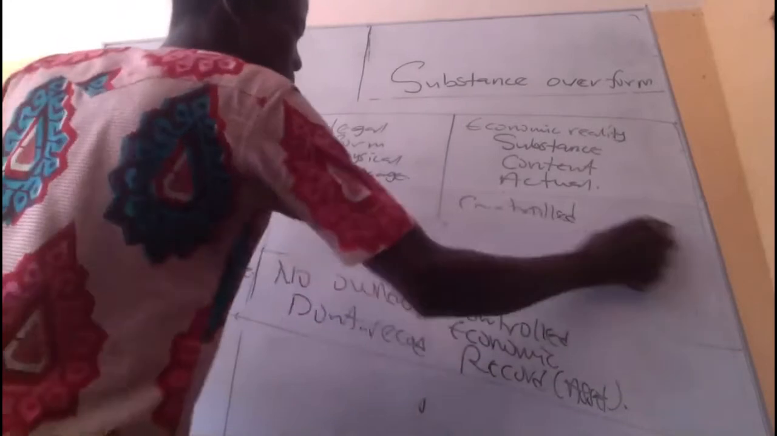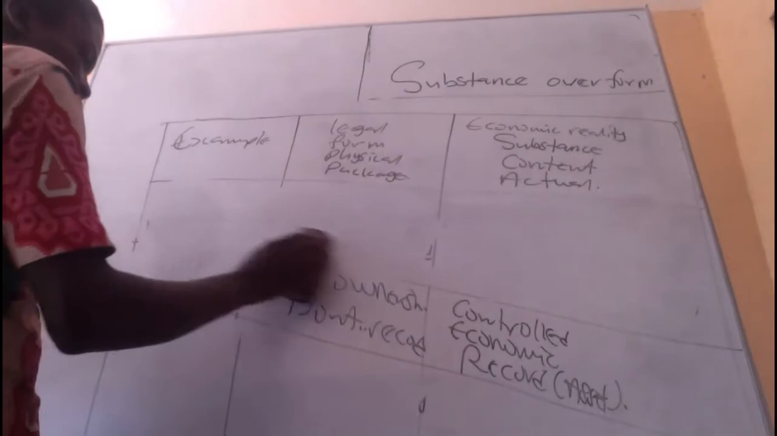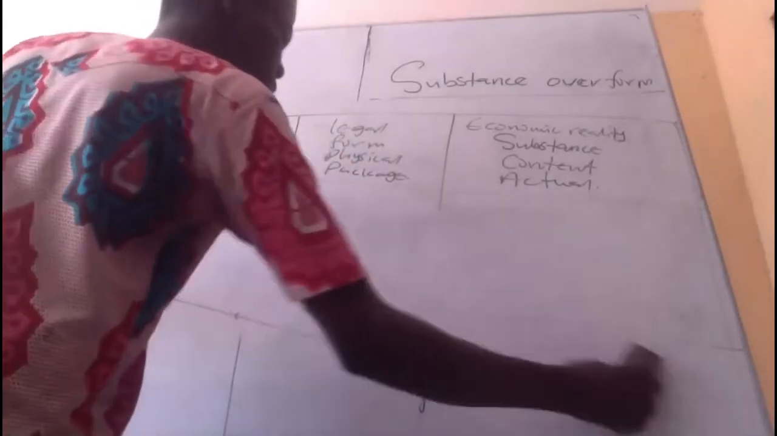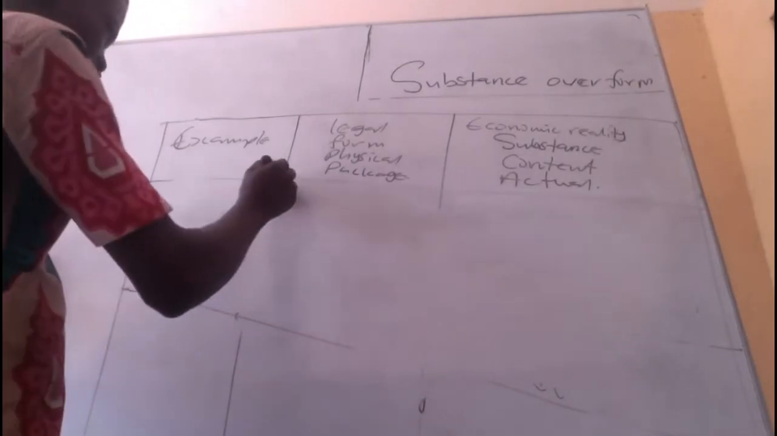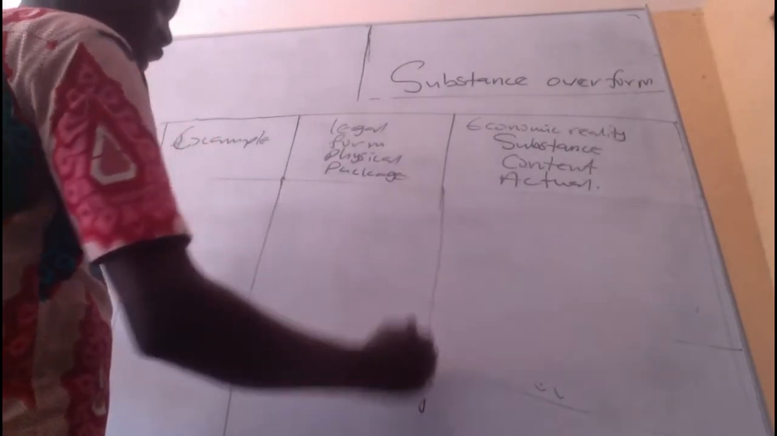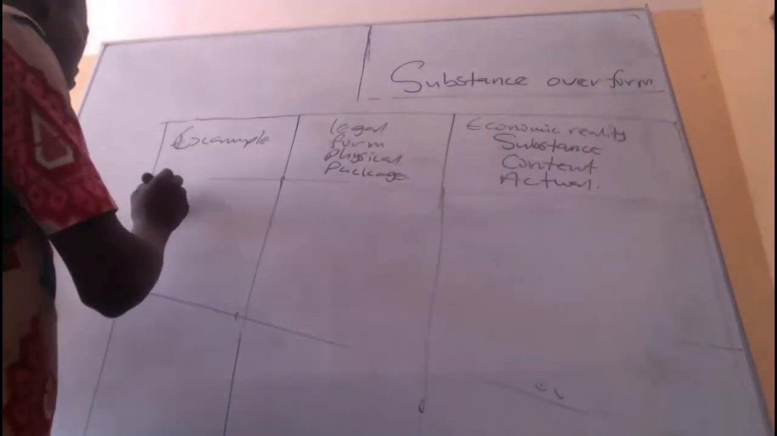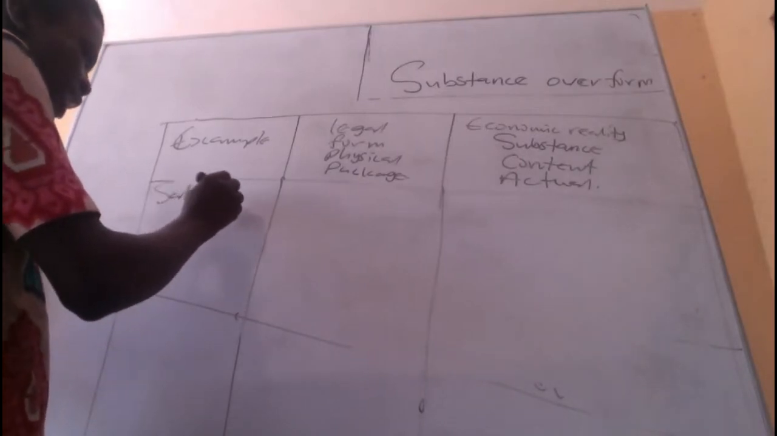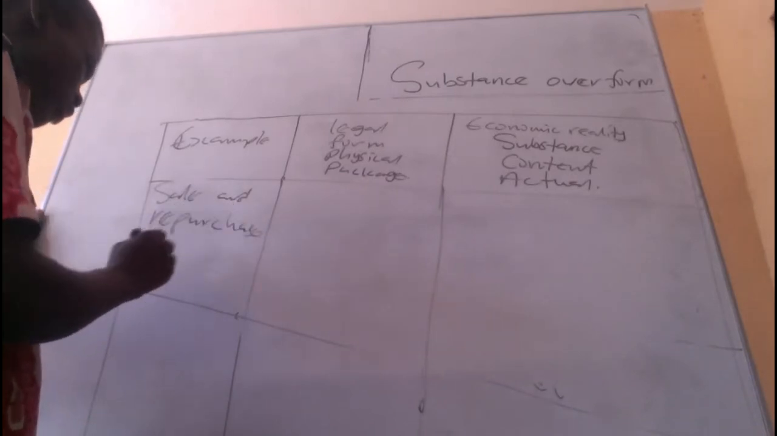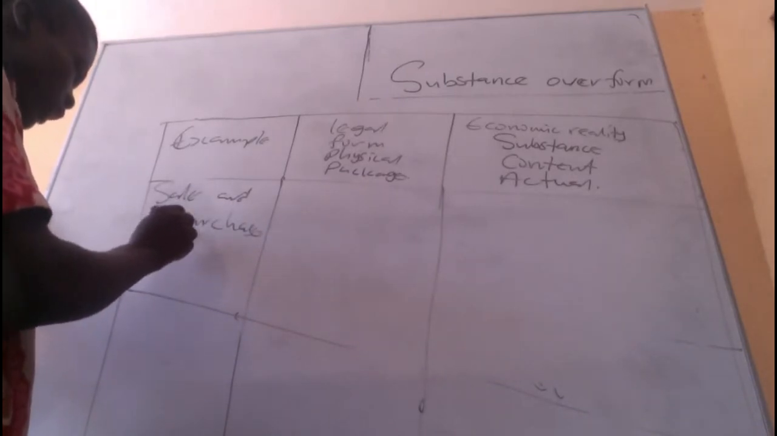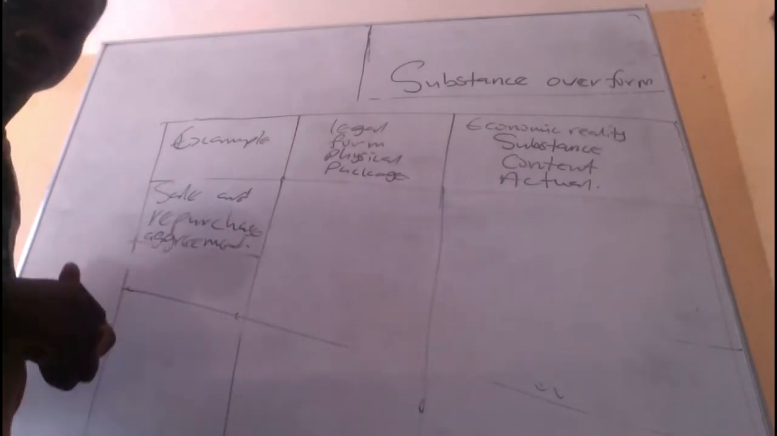Now be with me for example 3. It's interesting. Example 3 is interesting. So for all transactions, please check the legal status and check the economic reality. Now, call it sale and repurchase agreement. It's an agreement too. Yeah, this is how the transaction looks like.